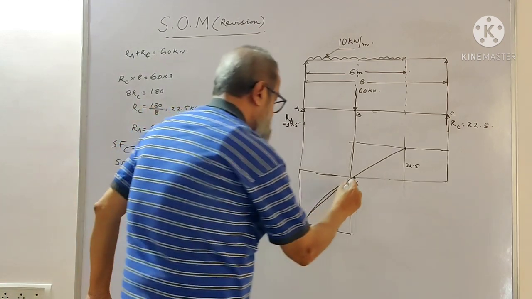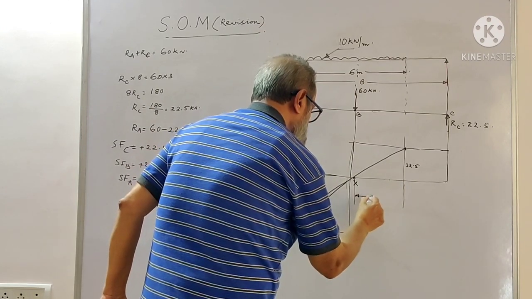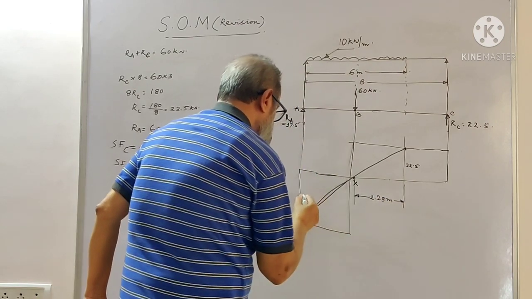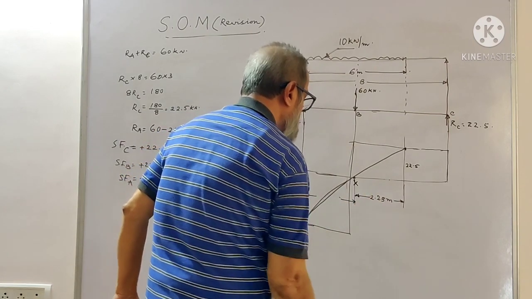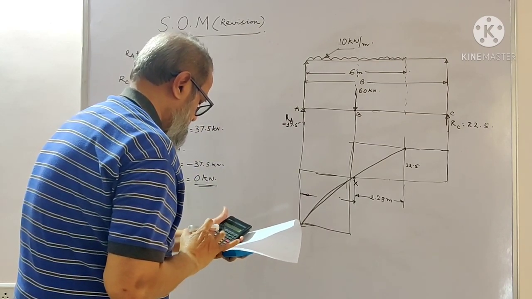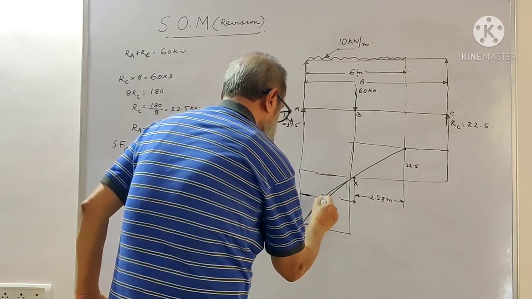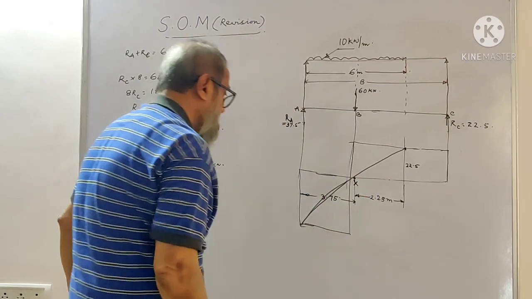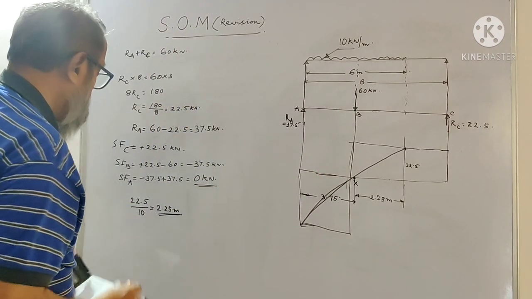This point will be at a distance of 2.25 meter from here. Or this distance will be 6 minus 2.25, that will be equal to 3.75 meters. From here to here it will be 3.75 meters. Now this is the point of contraflexure. So bending moment will be maximum at that particular point.